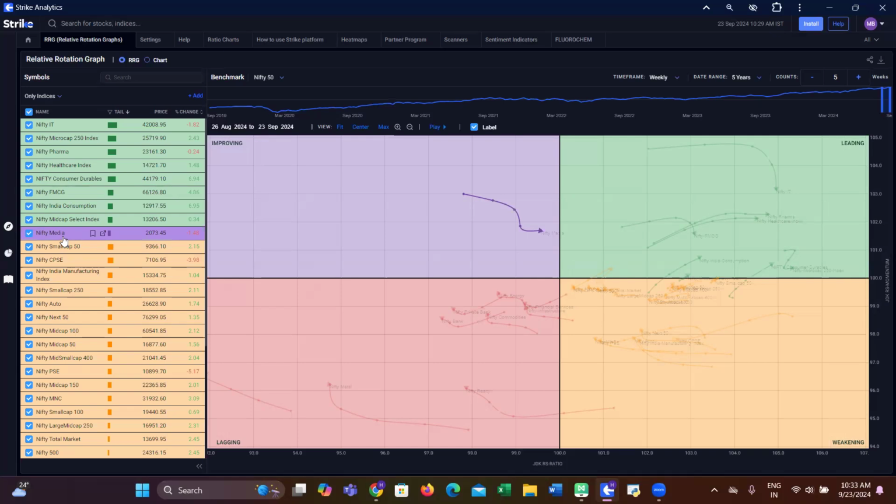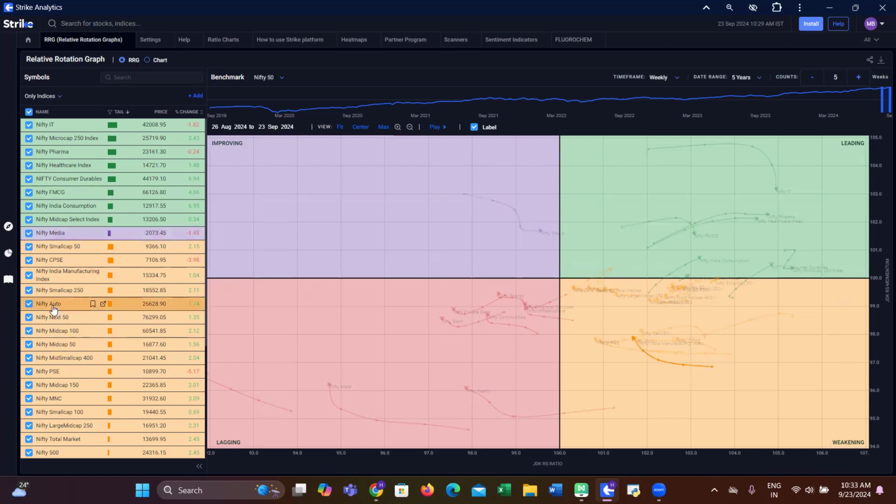For the new viewer, just want to let you know that the x-axis represents the RS ratio, which is nothing but relative strength, and on the y-axis, it's RS momentum. And I don't have to give the definition of momentum, so everybody knows about it.